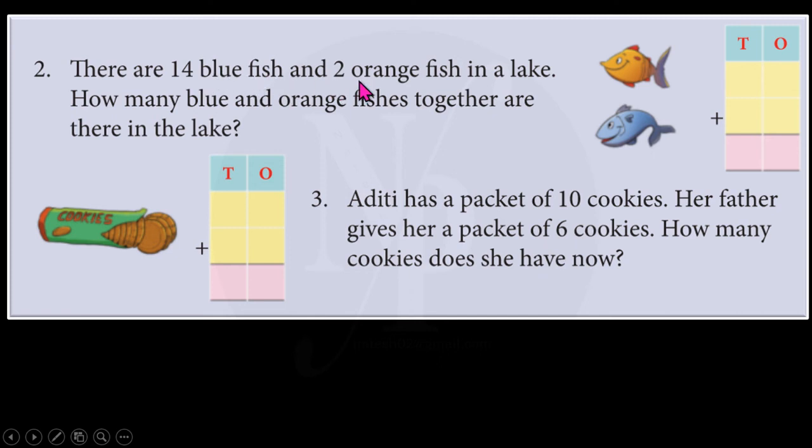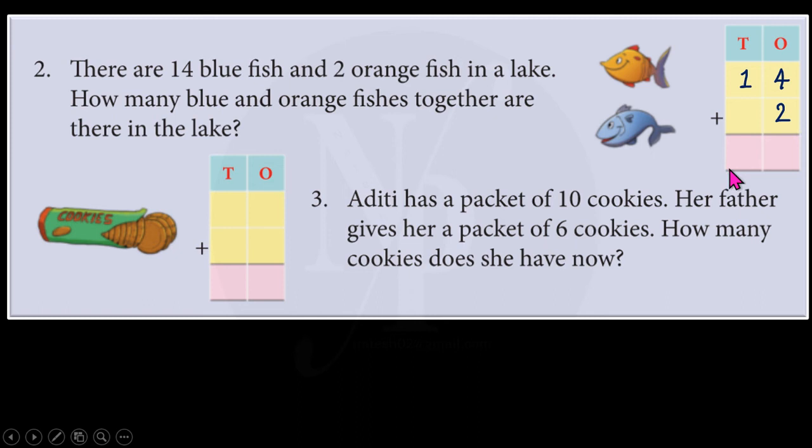First let us write down these numbers in the boxes provided here, and then we will add the numbers to find the total number of fishes in that lake. First I will write 14 in these boxes. In 14, 1 is in tens place, so I will write 1 here, and 4 is in ones place, so I write 4 here. And 2 is a single digit number. We know that a single digit number is always in the ones place.